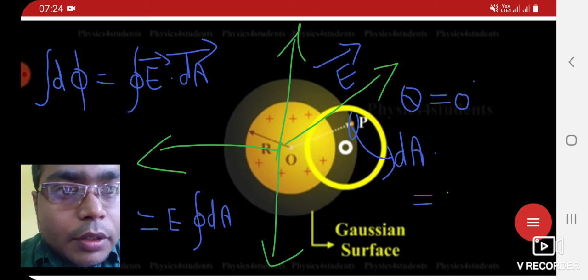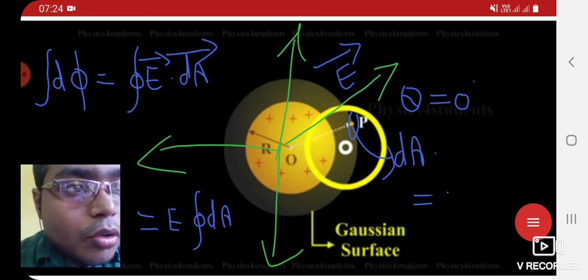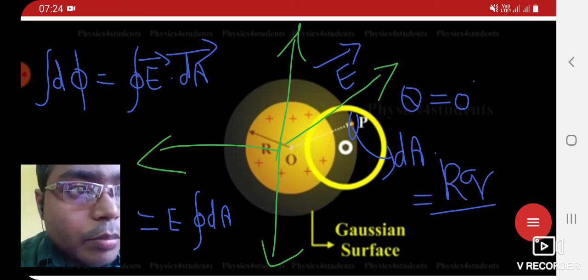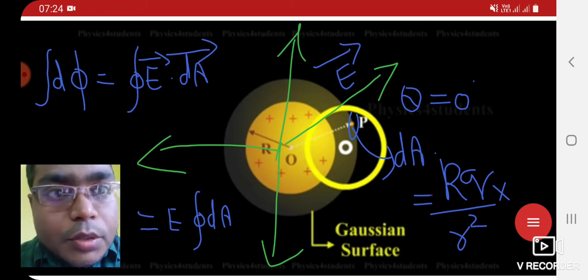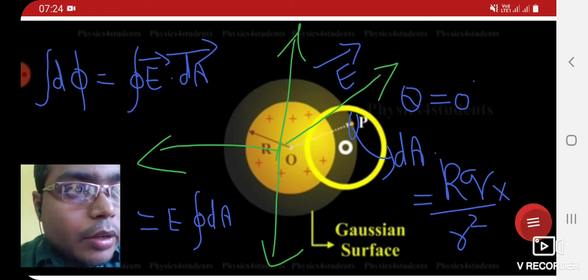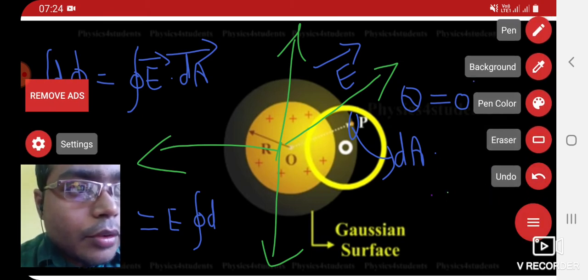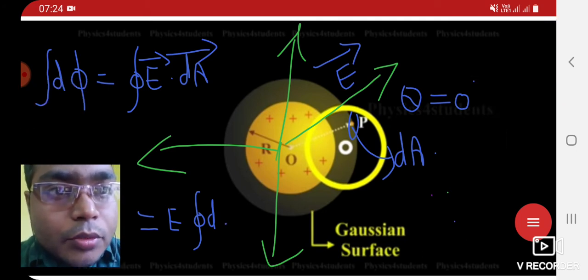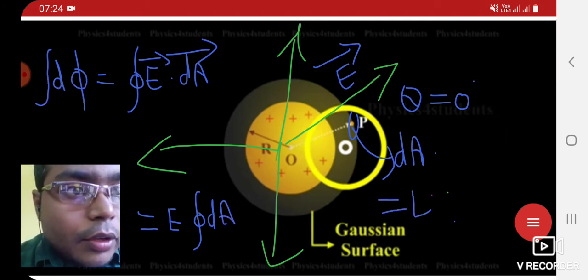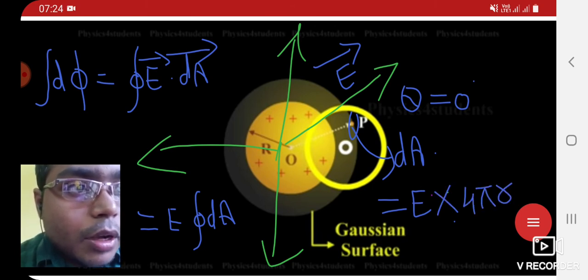Now the electric field is constant, right? So we can write the expression for electric field, K times Q divided by r square, and the area. So what will be the area this time? Since we have the area, the electric field we can write afterwards also. So let us keep the electric field like this only, right? The electric field we can write outside the integral. So what will be the area? That will come out as 4 pi r square.